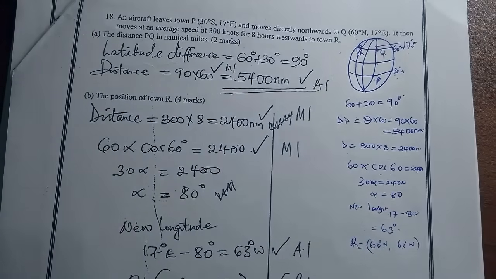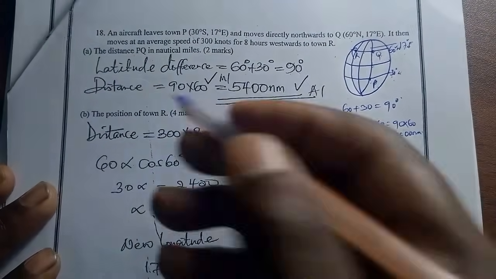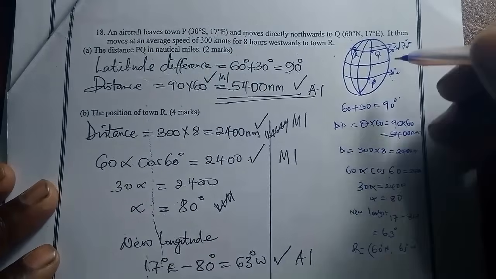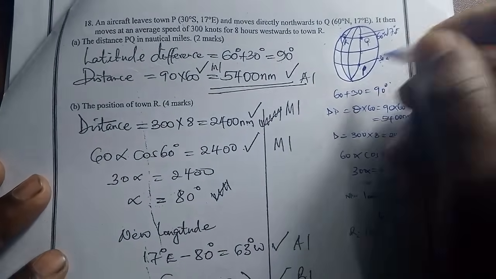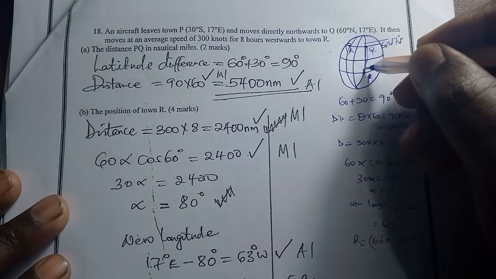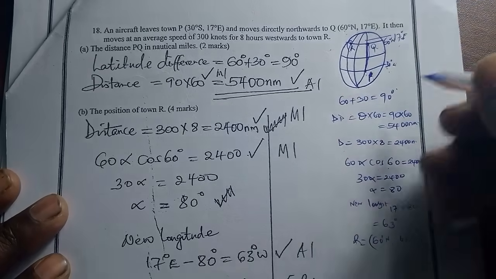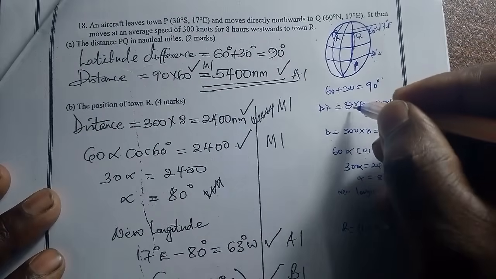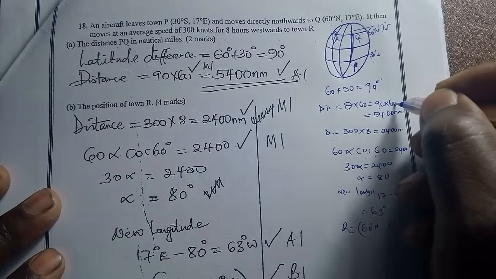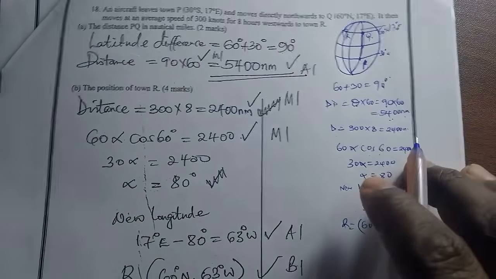If the distance is in nautical miles, remember we have said it is along the great circle. Remember this is P. PQ is along the longitude, great circle. So how do you calculate the distance along the great circle? It is theta times 60. Our theta is 90. 90 times 60, that is 5400 nautical miles. It is as simple as that.